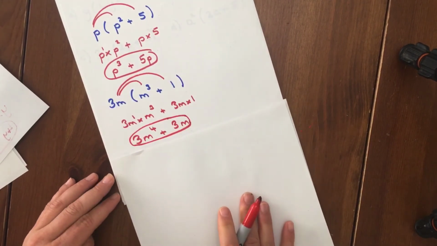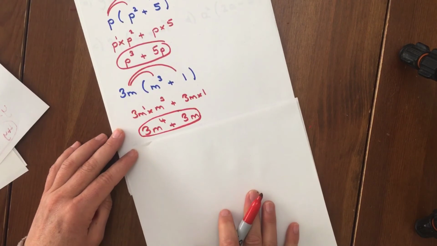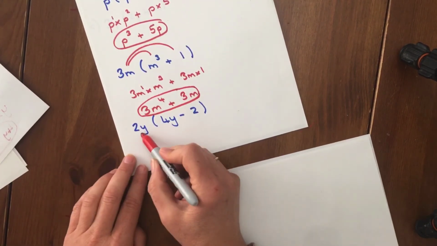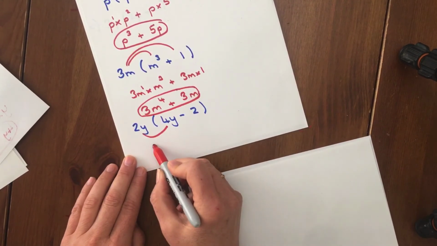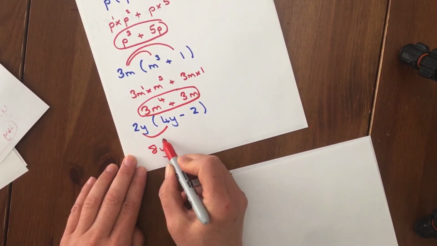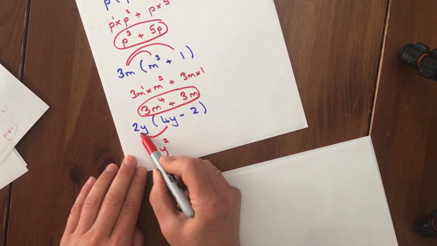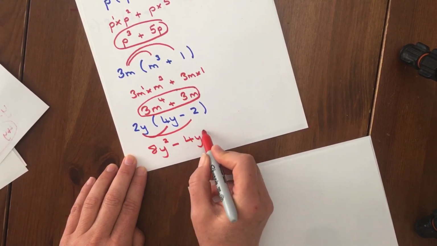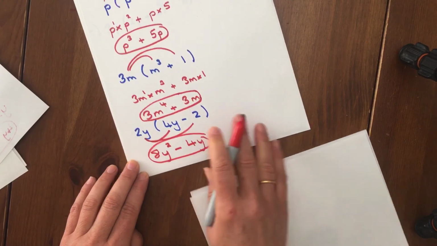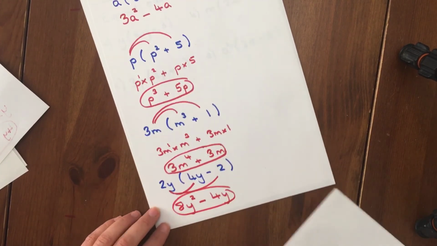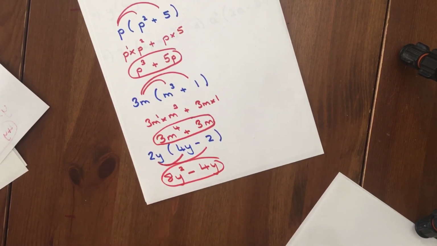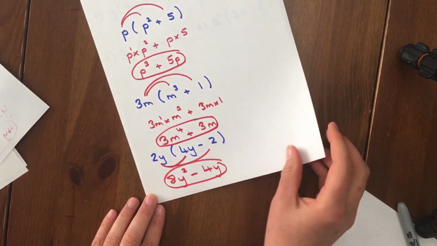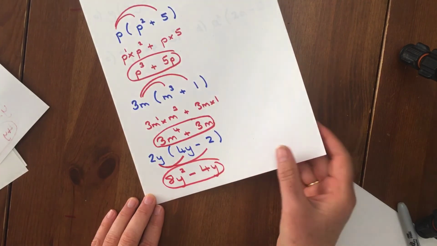Any questions so far? Please email me. And I'll go through one last question. 2y times 4y is 8y squared. 2y times negative 2 is negative 4y. Right, you're going to have a go at doing some now. Again, pause the video for this next task, have a go at doing them, and then check your solutions.